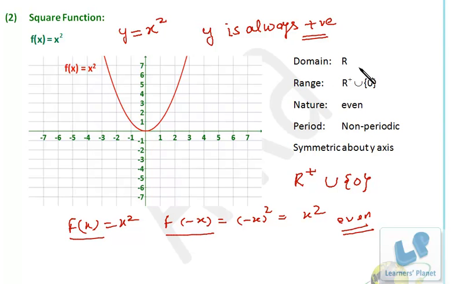So you got domain is R, that means the favorable values of X over here is real numbers, right? Whether X is positive or negative, Y will always be positive. So the range is R positive or positive real numbers. And apart from that, when X is 0, Y is 0. So 0 will also be a part of this range. After that, it is an even function because f of x is equal to f of minus x, and it is symmetric about y-axis. We'll be discussing periodicity afterwards, right?